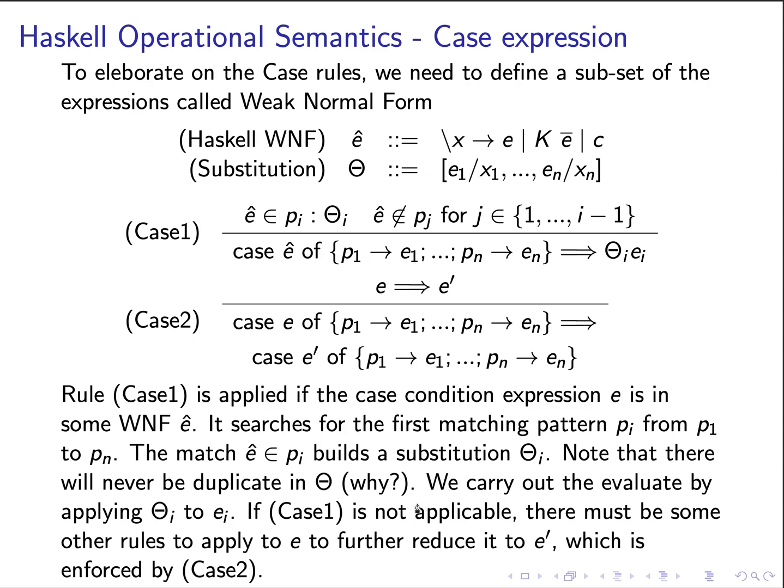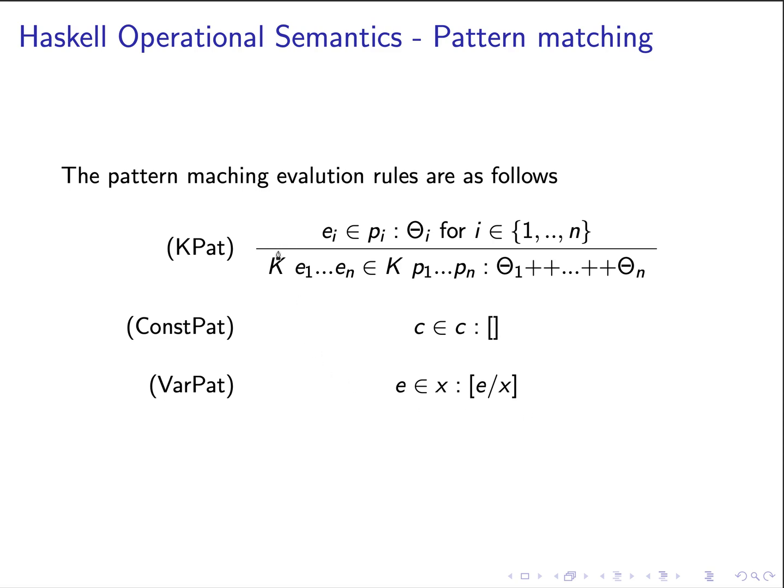Next, we're going to consider how the pattern matching rules are defined. The first rule handles the case for data constructor patterns. We are matching a data constructor expression with a data constructor pattern, and we have to guarantee that the number of arguments E1 to En of this data constructor agrees with the pattern. They should have the same number, and each Ei matches the Pi sub-pattern, producing a theta i for all i from 1 all the way to n. As a result, we produce a bigger substitution by simply concatenating all these sub-substitutions together.